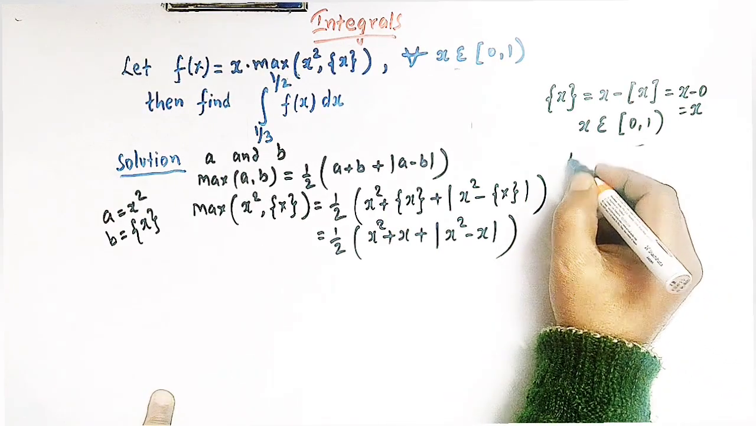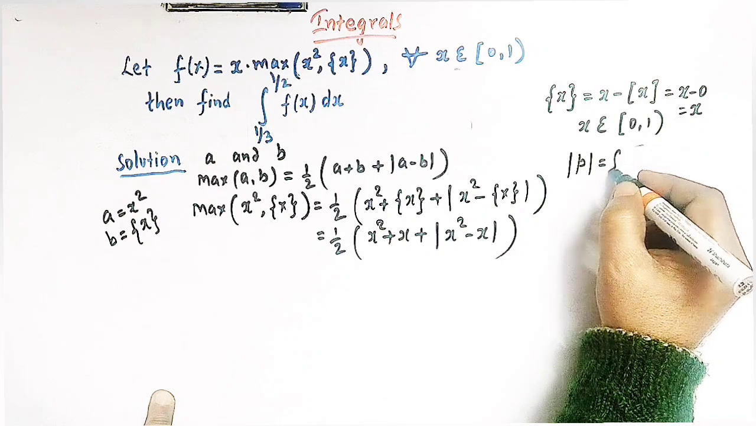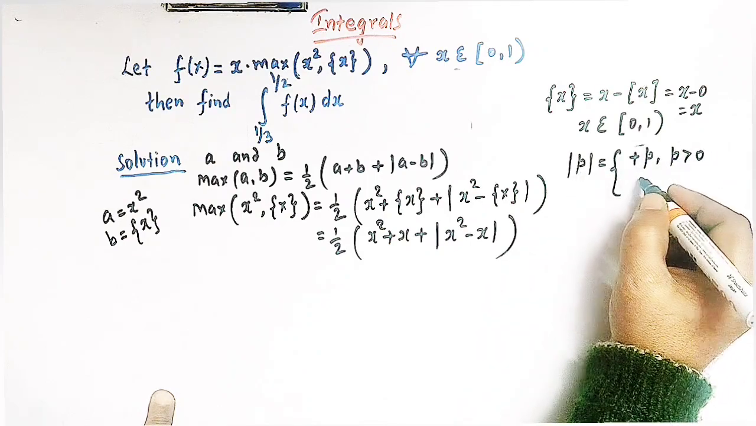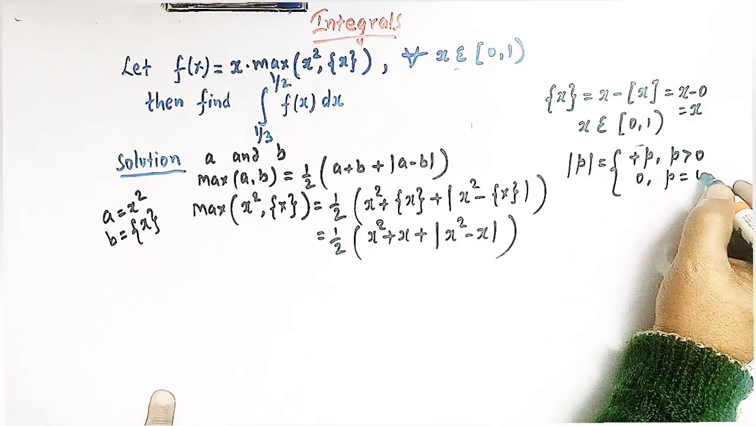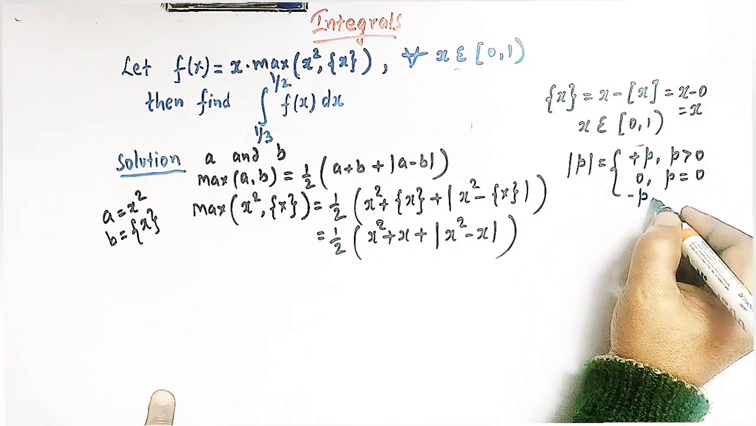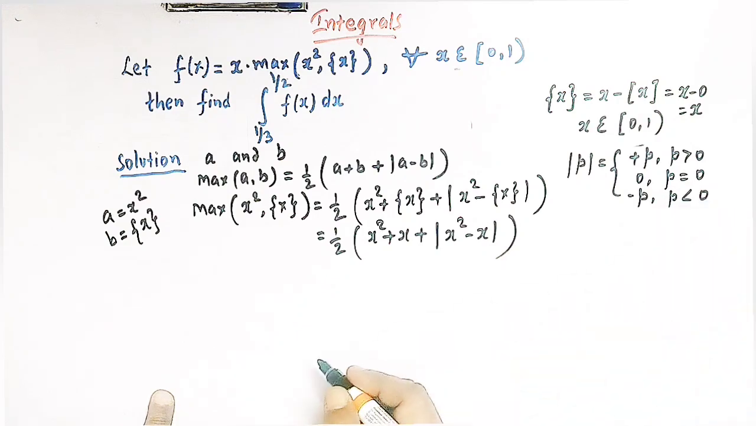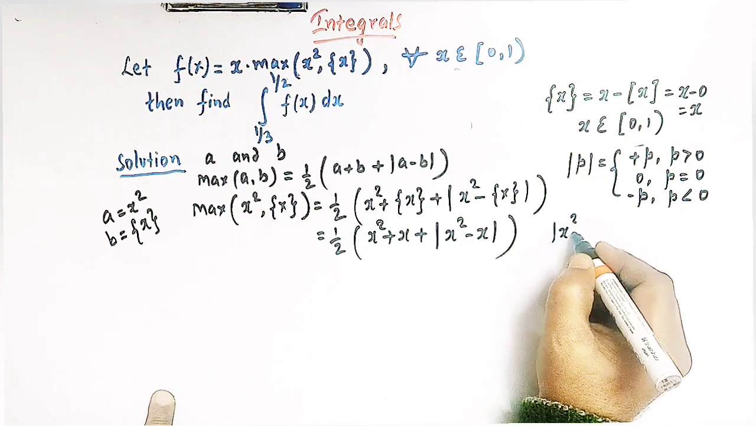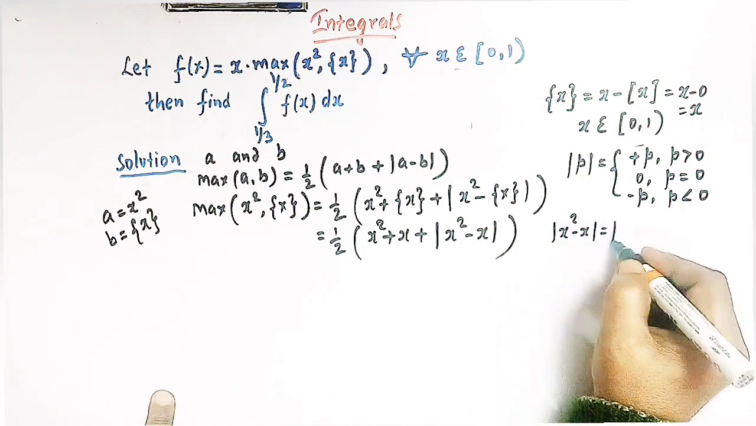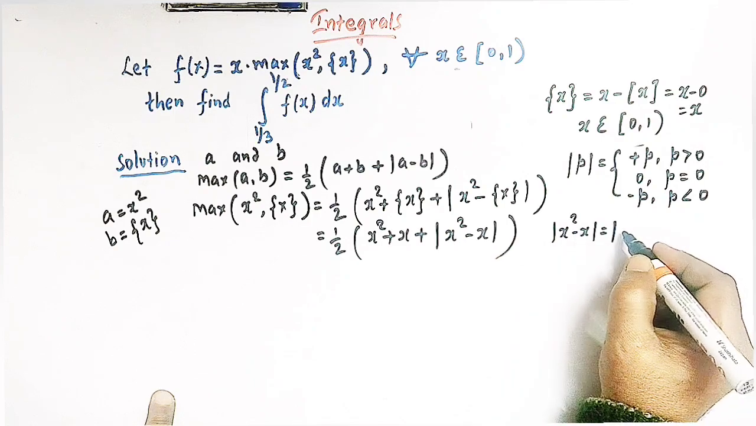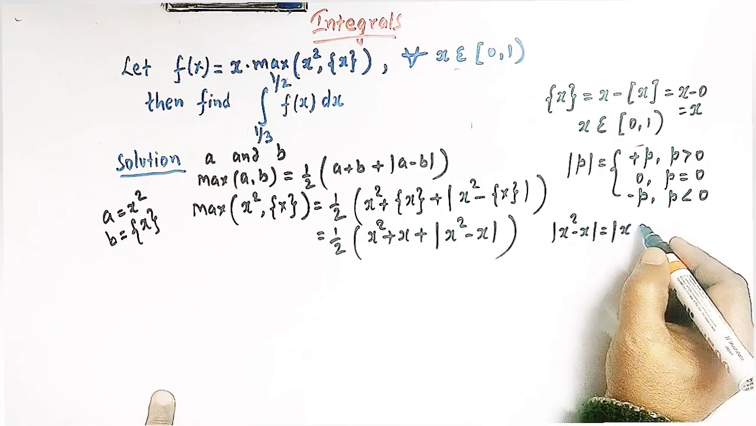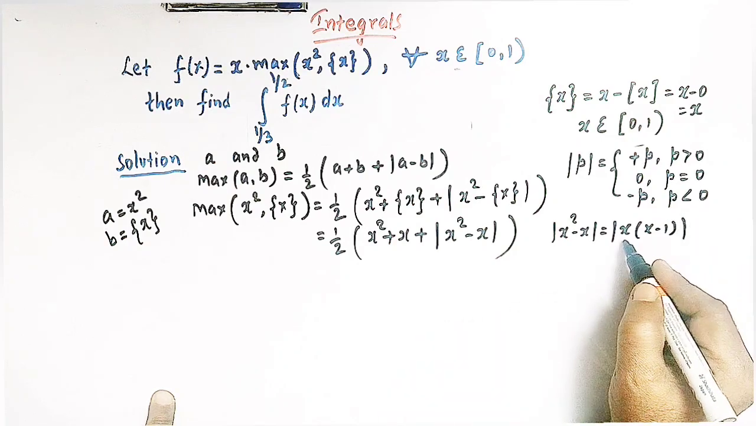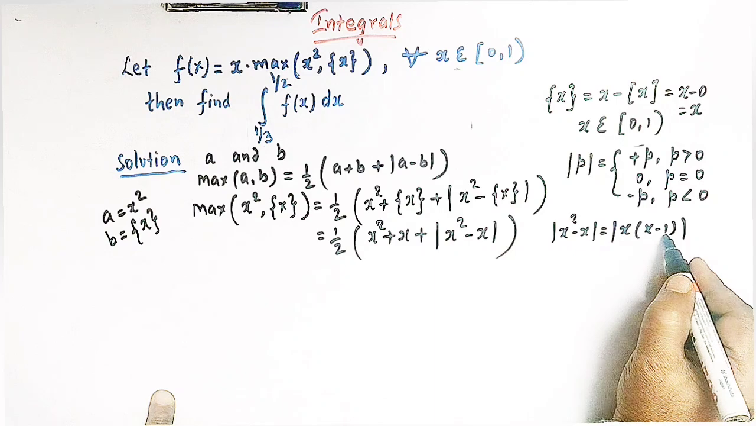Now the mod function is defined as mod of p is positive p whenever p is greater than 0, and mod of p is 0 when p is equal to 0, and mod of p is equal to negative p when p is less than 0, right? So here we have mod of x square minus x, and we can write mod of x square minus x as mod of x times x minus 1, right? So let us concentrate on this term, that is x minus 1.